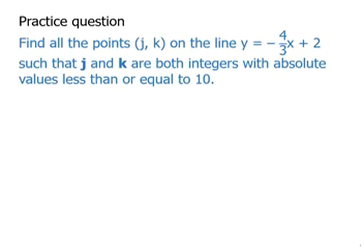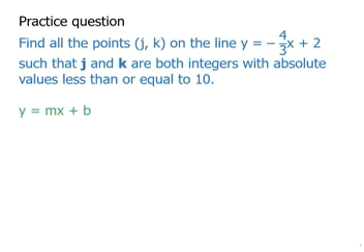Here's a practice question. Pause the video and then we'll talk about this. Okay, find all the points (j, k) on the line y equals negative 4/3 x plus 2, such that j and k are both integers with absolute values less than or equal to 10.